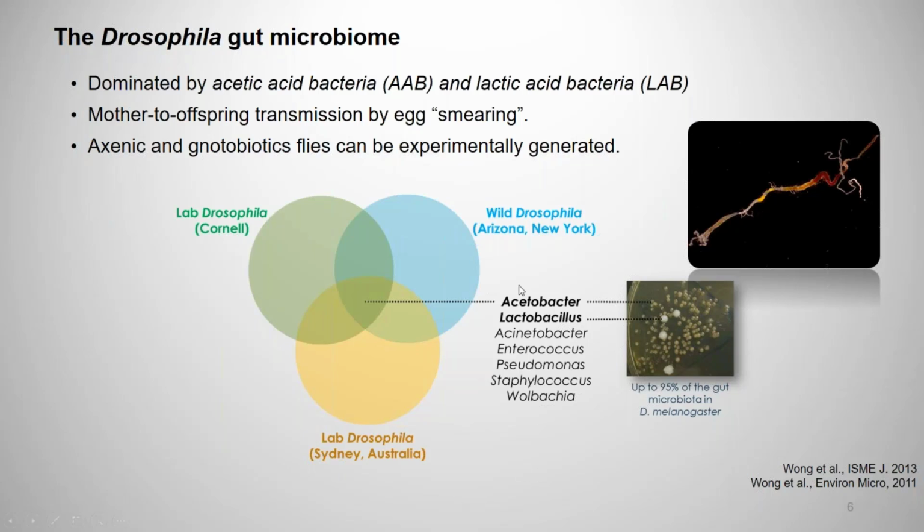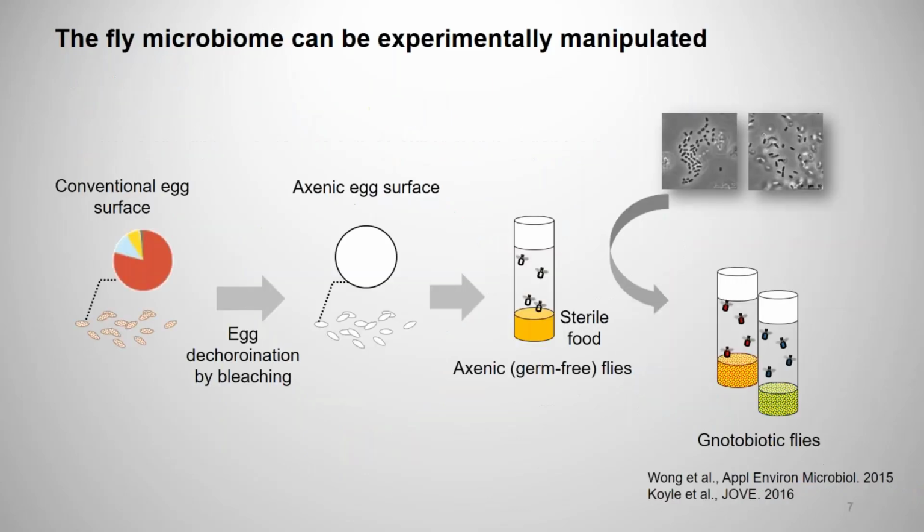These bacteria make up almost more than 95% of the microbiome, based on studies from the lab, and they are present across laboratory Drosophila as well as in the field. So they're widely present, they are very abundant, and they are easy to culture. One of the nice things about using Drosophila to study microbiome functions is that the microbiome can be manipulated experimentally, and it's pretty easy to do.